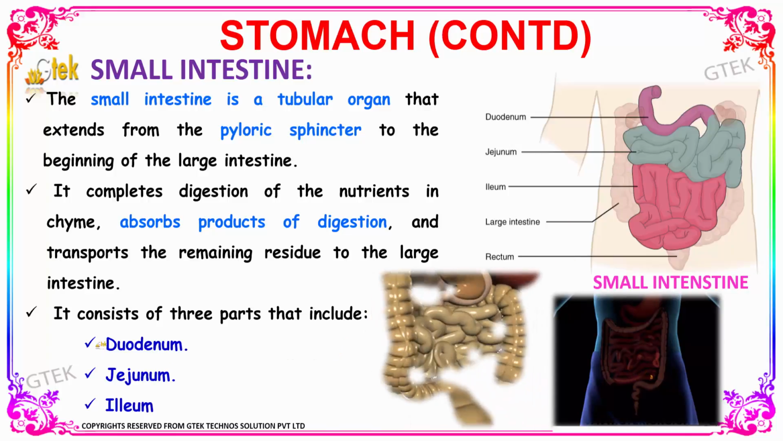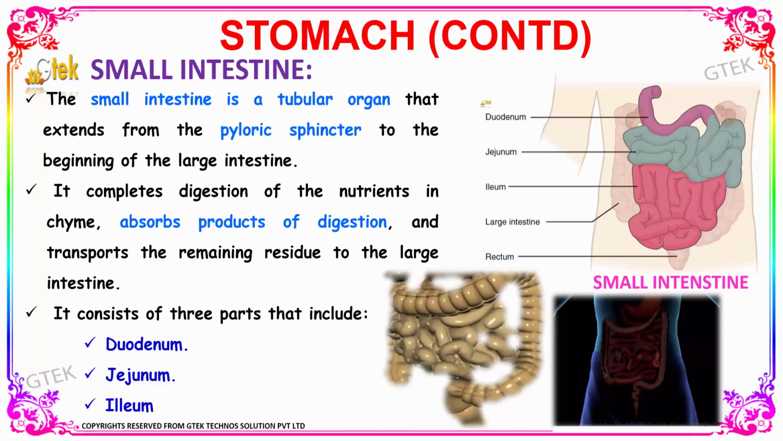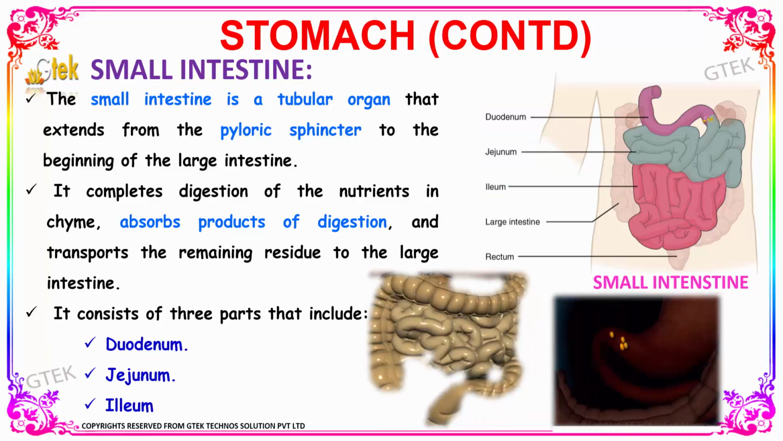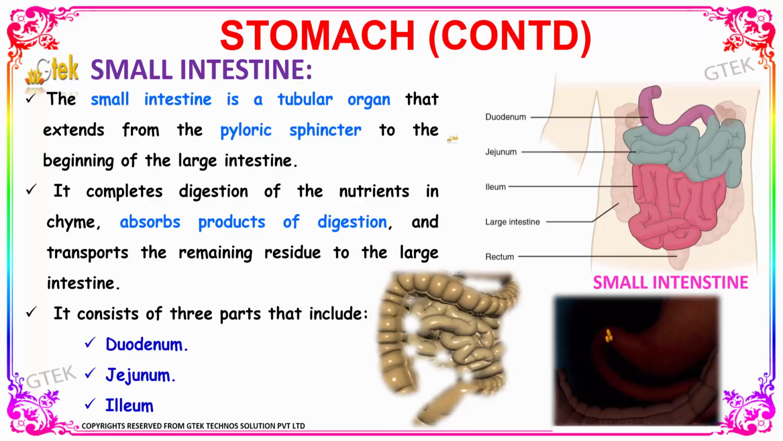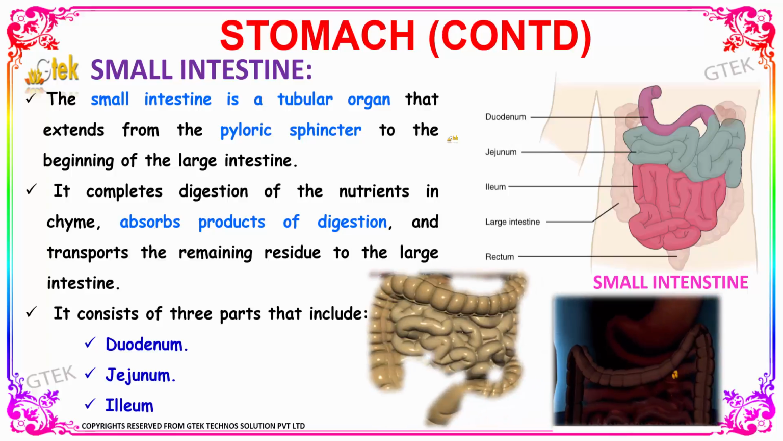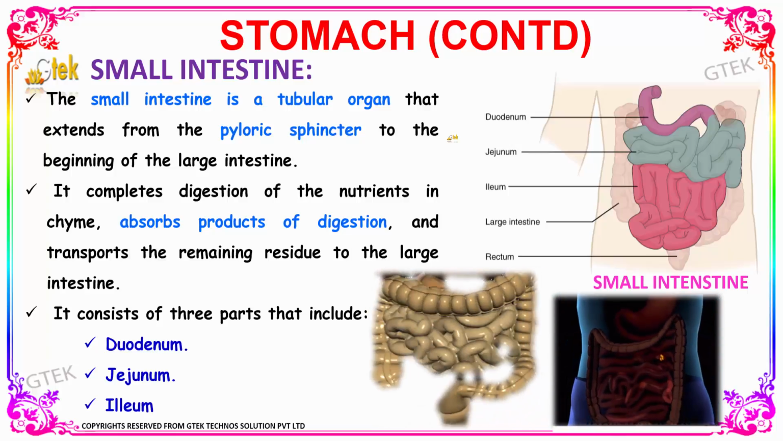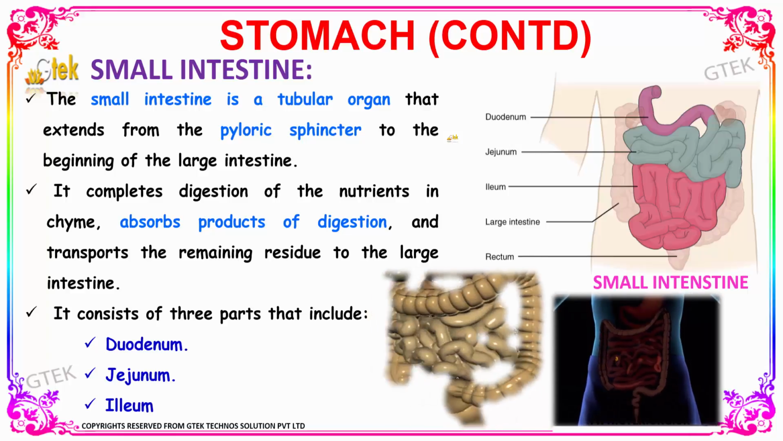It consists of three parts. Your small intestine has three parts, which are the duodenum, the jejunum, and the ileum. Here you can see them in highlighted colors. So these parts form your small intestine, and it helps in the completion of the digestion by absorbing the products of the chyme. So this is how your small intestine helps in the digestion part.